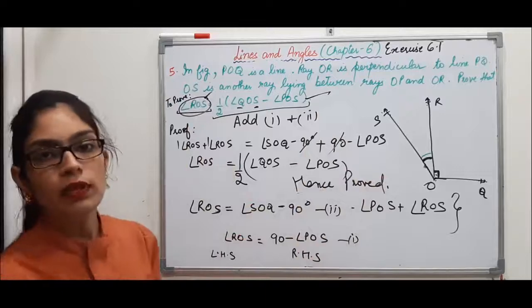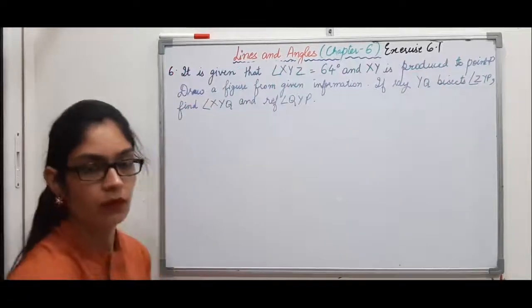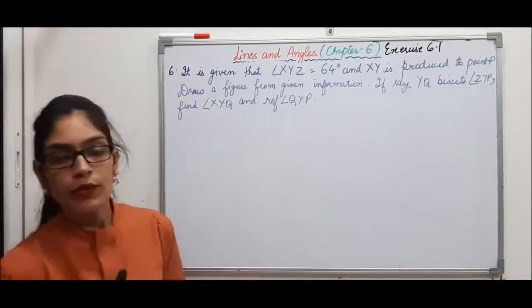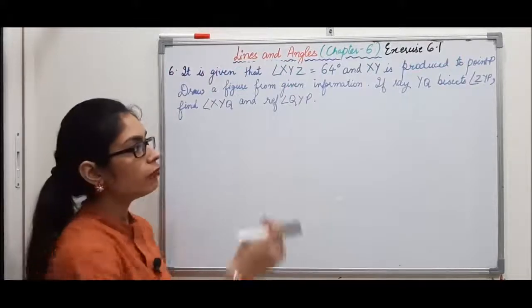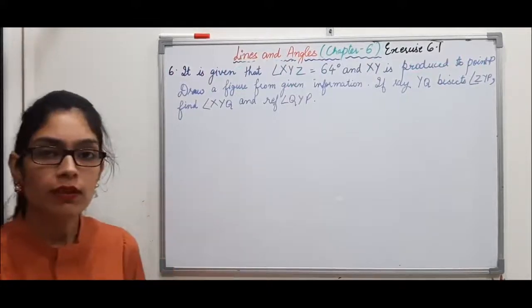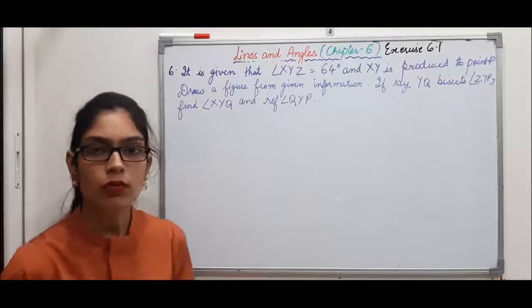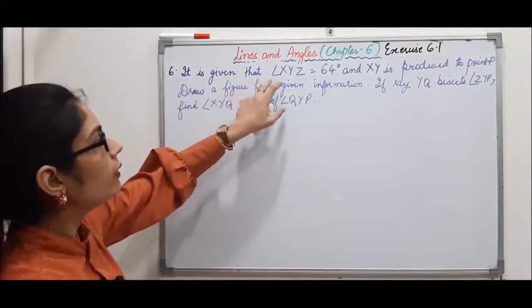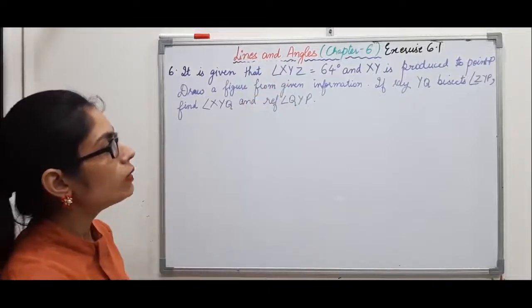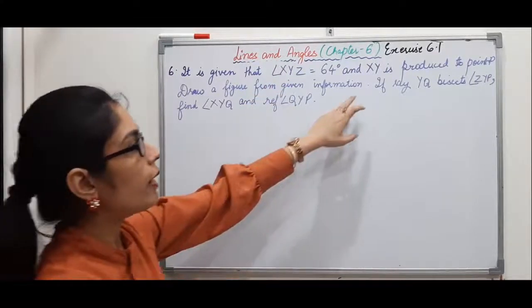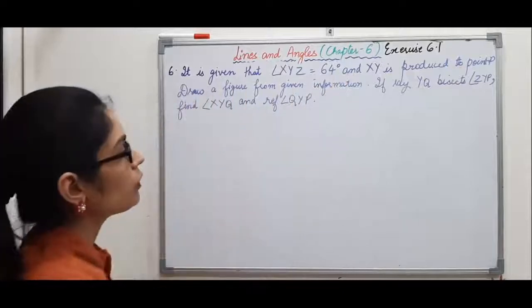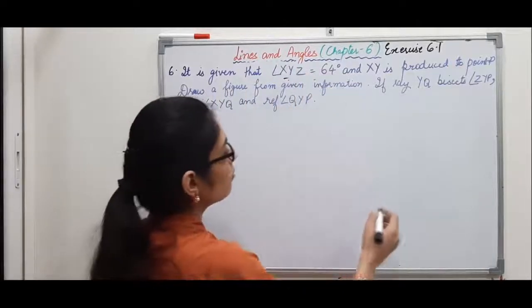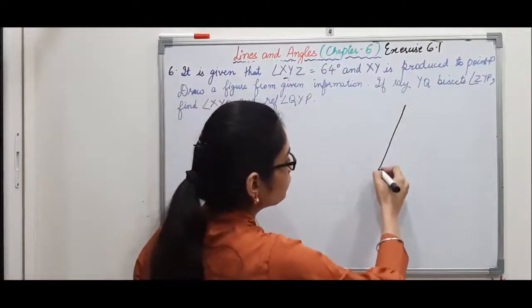Now let's do the last question of this exercise. In the last question, figure is not given to us, and from the given information, first of all we have to draw the figure. So it is given that angle XYZ is equal to 64 and XY is produced to point P. So first of all this angle is given to us. So let us draw this angle.